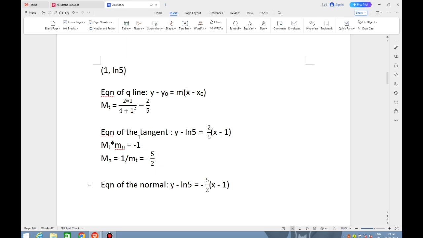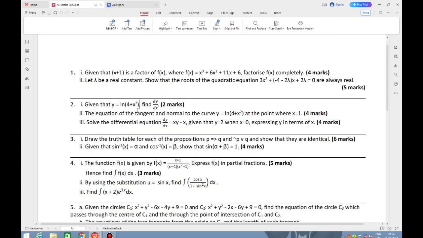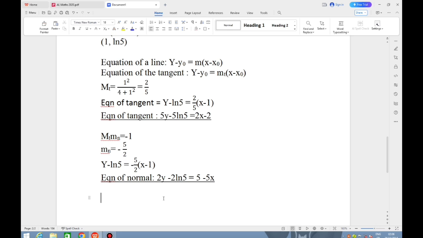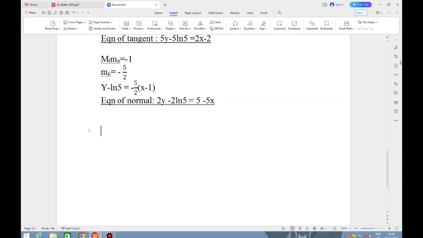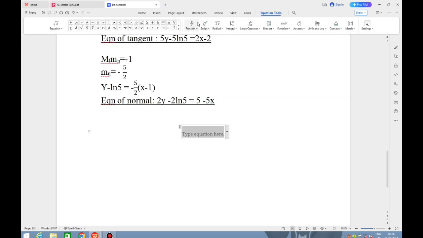So that's basically it for question 2 Roman 2. We can move to the next, 2 Roman 3. Solve the differential equation dy/dx is equal to xy minus x, given that y is equal to 2 and x is equal to 0, expressing y in terms of x. Right, this is the differential equation. The equation says dy/dx is equal to xy minus x, right?